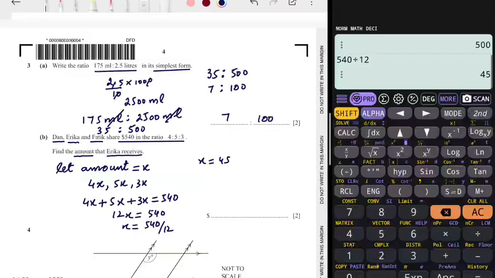Now the amount that Arika receives, we have to take its share from the ratios, so that would be 5. So 5 times 45 will be, multiplied by 5, the answer becomes 225. So 225 would be the share of Arika.